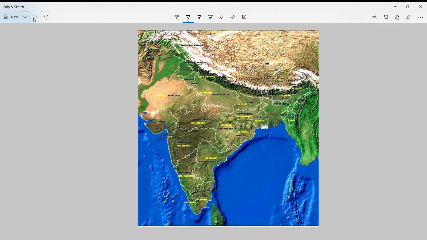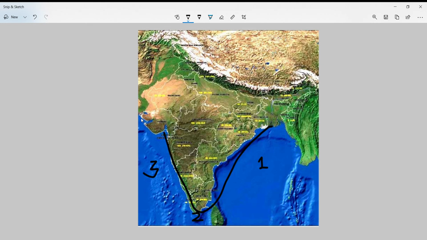Now coming to the next factor, effect of seas. You see, India is called a peninsula because India is surrounded by water on three sides. There is Bay of Bengal here. This is one water body. This is Indian Ocean, that is the second water body, and this is Arabian Sea, which is the third water body. So India is called a peninsula because it is surrounded by water on three sides. Now, what is its impact on Indian climate?